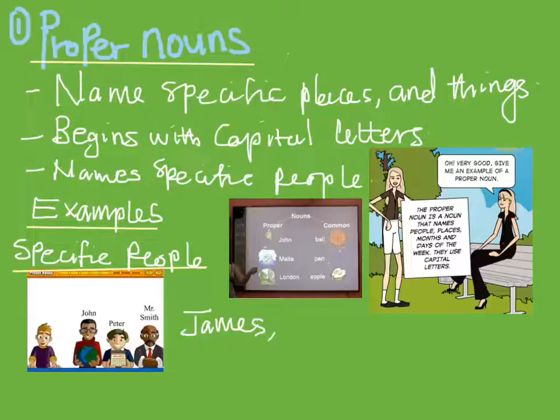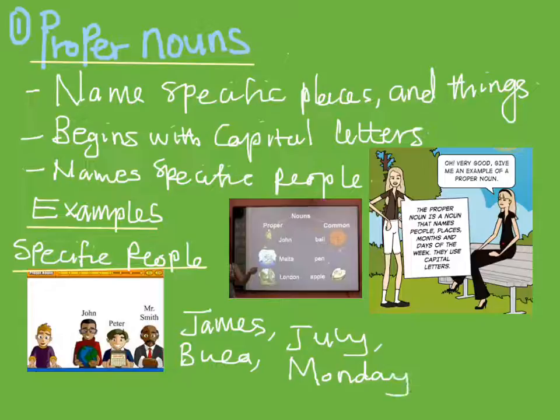It also names places. You could say Boya, so it is capital B. Since it is a proper noun, it may also name months of the year. You can say July. It can also name days of the week. You could say Monday, since it is the name of a specific day of the week, capital M for Monday, and all of them begin with capital letters. So that makes up what we call proper nouns.